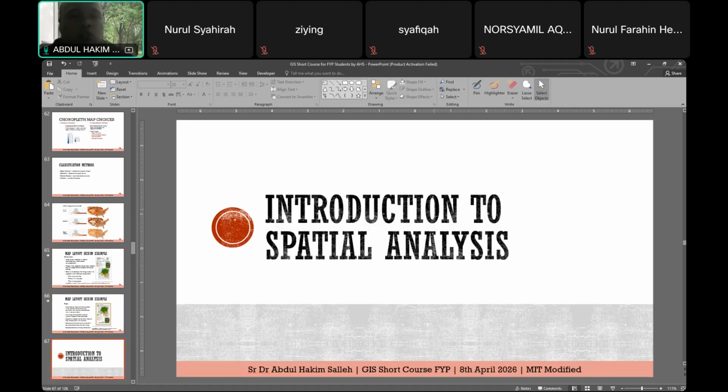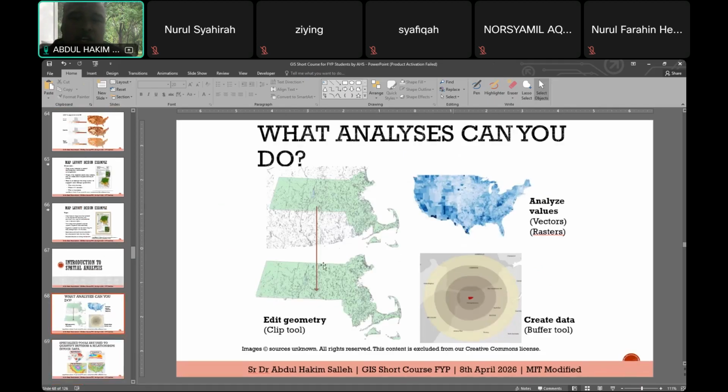Now, I would like to introduce to you the next part of this theoretical lecture, which is known as spatial analysis. Here is the same example I gave to you earlier. This is part of the spatial analysis, which is the clip tool. The clip tool extracts part of the data that is wanted from the raw data.